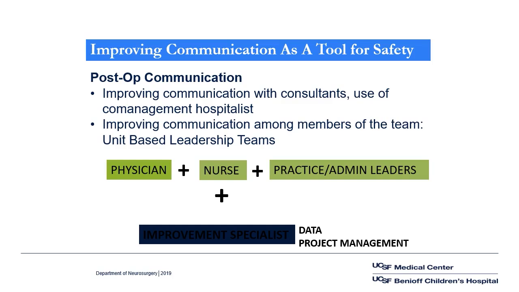Another mechanism for improving patient safety is through improvement of communication. Communication between interdisciplinary team members, within teams, and to patients is essential to improve patient safety. Postoperative communication involves improving communication with consultants and sometimes also involves the use of a co-management hospitalist to facilitate communication. Unit-based leadership teams have been used on hospital wards to improve communication among members of the multidisciplinary team. Such teams might include a physician, a nurse, an improvement specialist, and a practice or administrative leader.